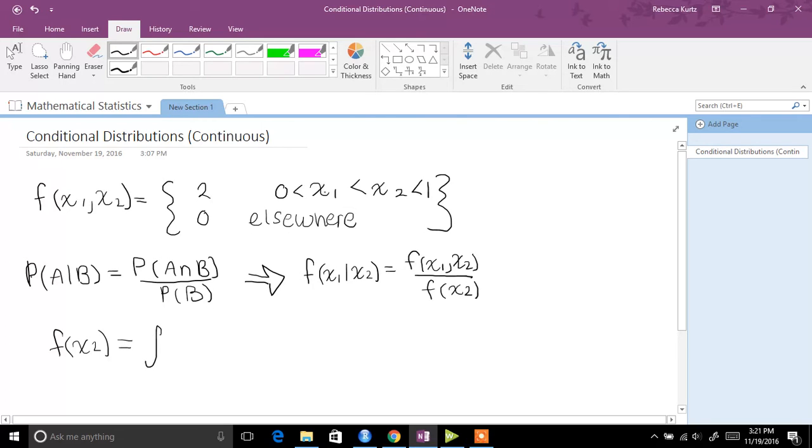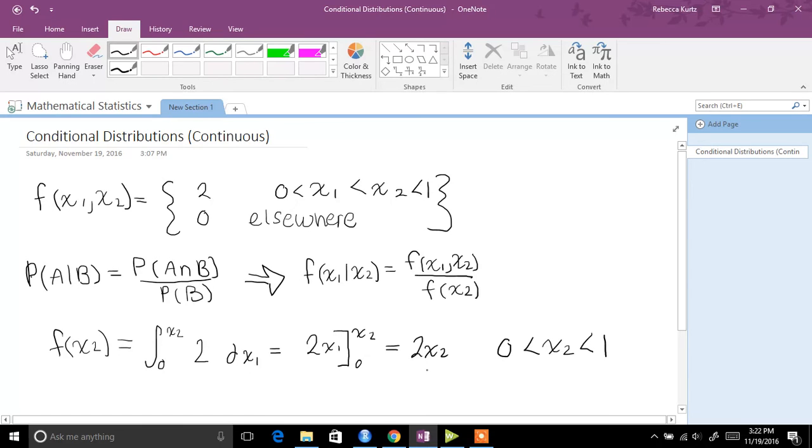So we know the bounds of x1 are 0 and x2. We integrate the joint distribution, which is 2, with respect to x1. We then get 2x1 from 0 to x2, which is equal to 2x2. Now it's really important that this is a distribution, so we have to remember our bounds, and this is for all possible values of x2.